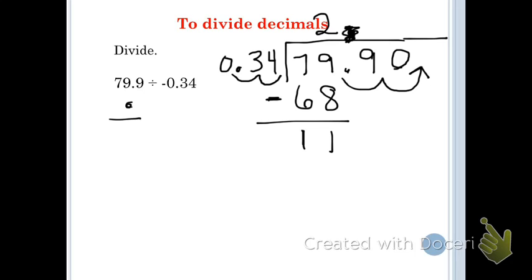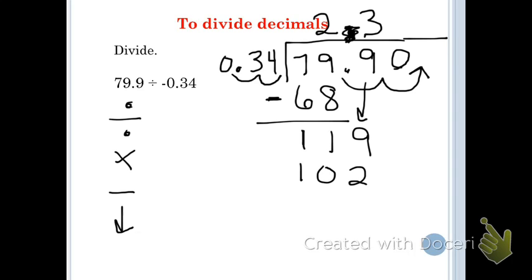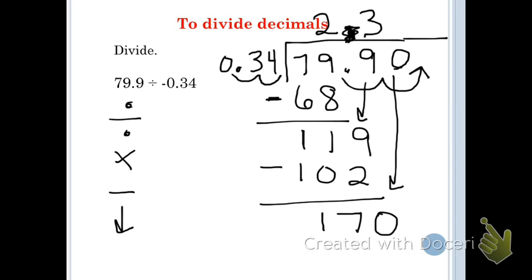So I divided, multiplied, and subtracted. Now I need to bring down. 34 goes into 119 3 times. 3 times 34 is 102. I subtract, I get 17. Bring down your 0. 34 goes into 175 times. And this works out nicely because 5 times 34 is 170. My remainder is 0. So my quotient has terminated.